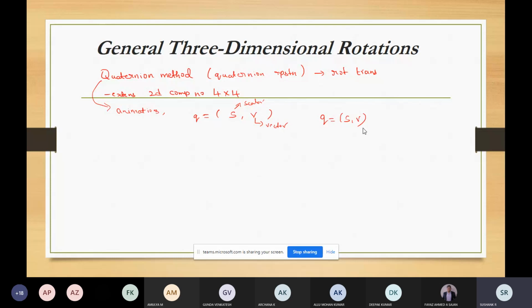Scalar means the real part, and vector refers to the complex part. So this is the real part, and vector represents the complex part.